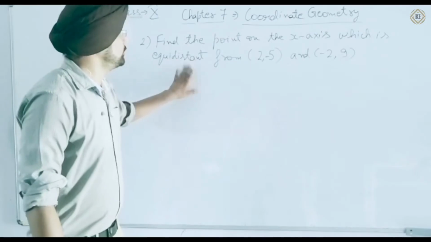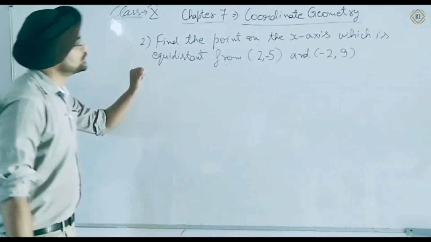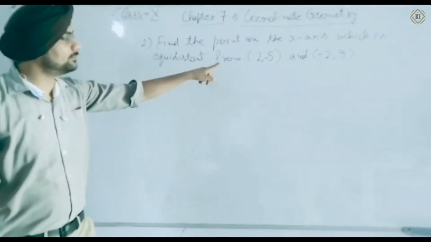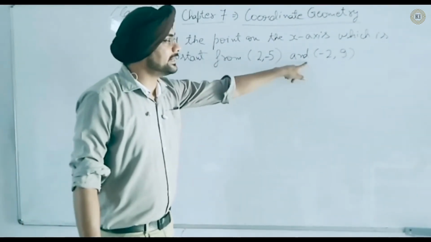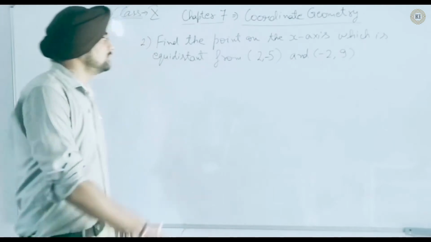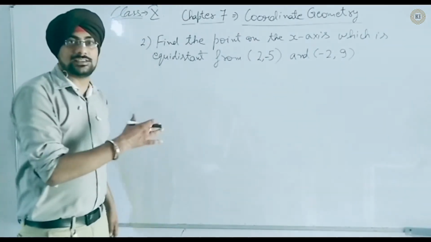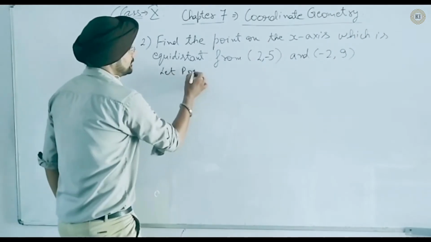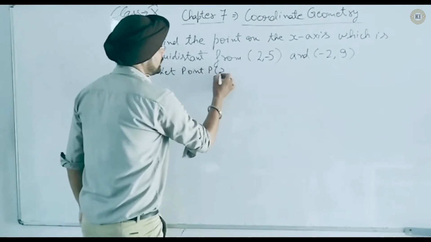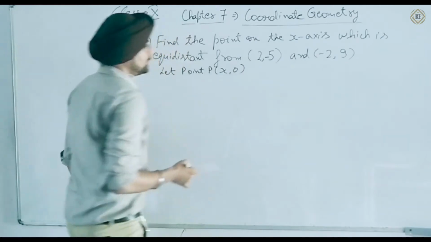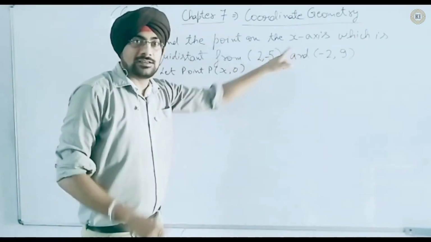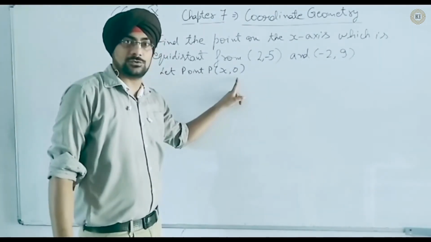Okay, now we are going to start the second question. Find the point on the x-axis which is equidistant from (2, -5) and (-2, 9). Now this word equidistant means having the same distance. So we can take the point P as (x, 0). Why have I taken (x, 0)? Because any point on the x-axis will be (x, 0).